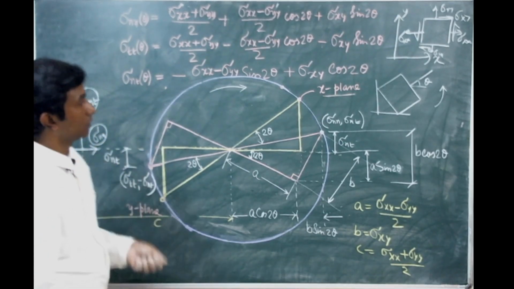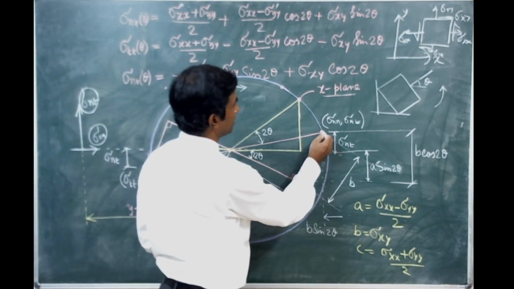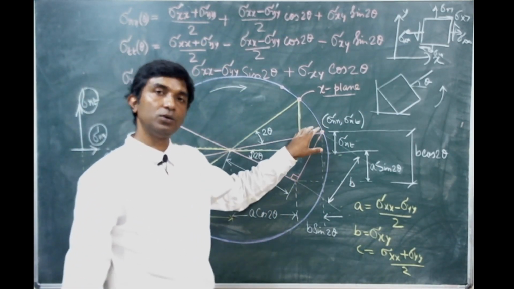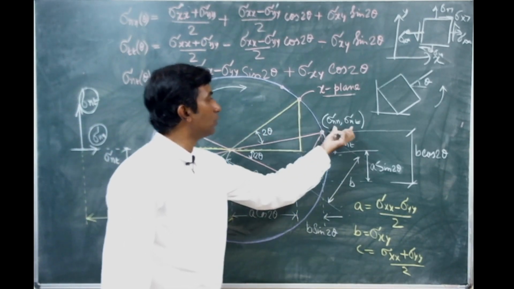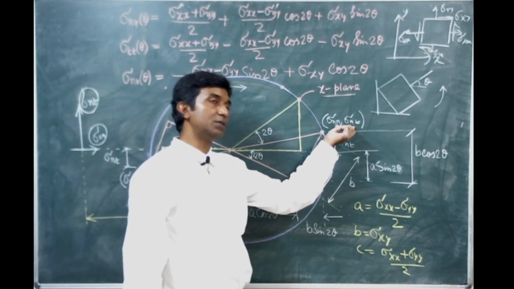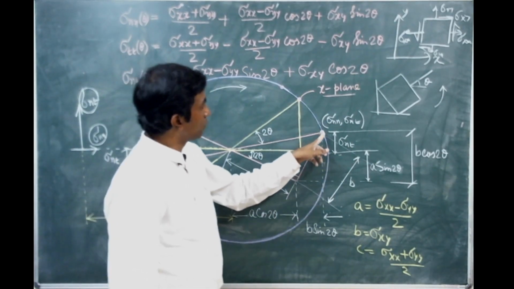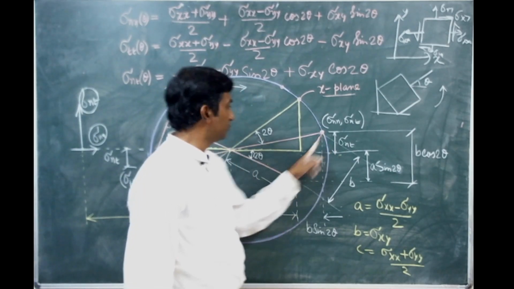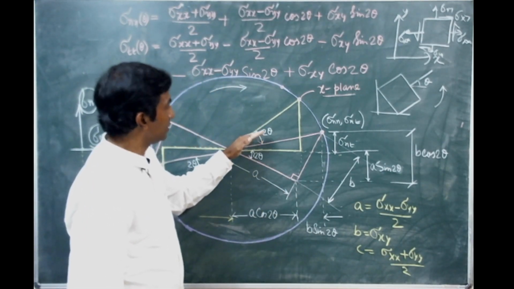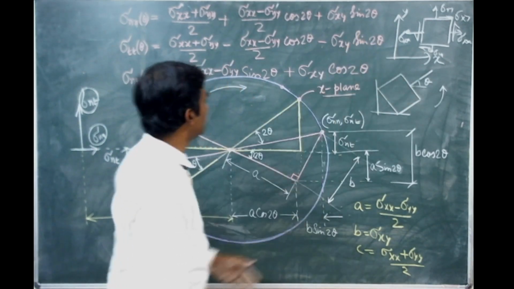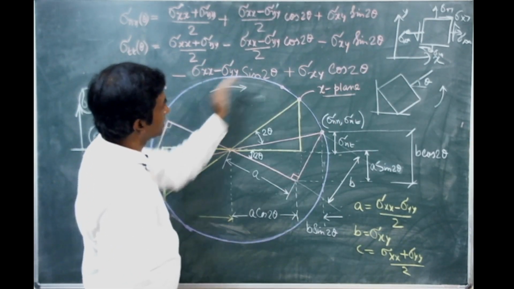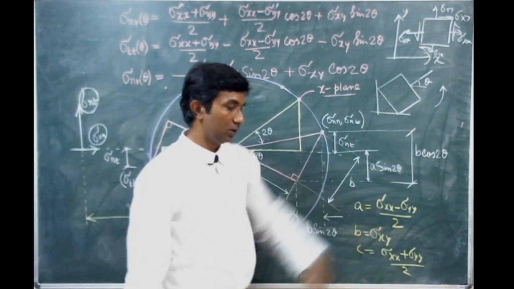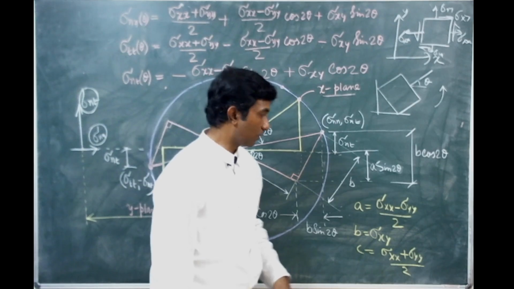Okay, so this is the point whose coordinate, you see, in order to identify the coordinate in 2D, you need two real values. Usually we represent it using this pair. This coordinate represents the state of stress acting on a plane which makes 2 theta angle with the x-axis. That means here the rotation is taken clockwise, whereas for the actual wedge or block, the rotation is considered anti-clockwise.